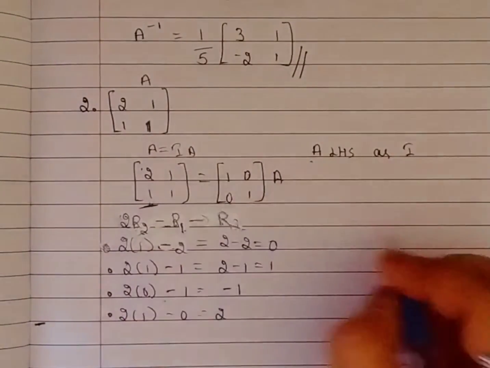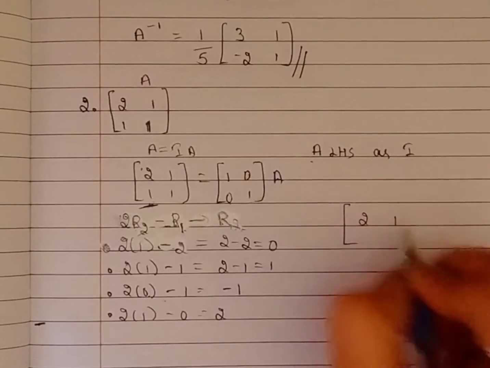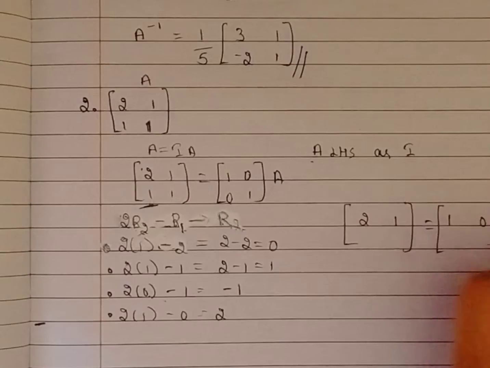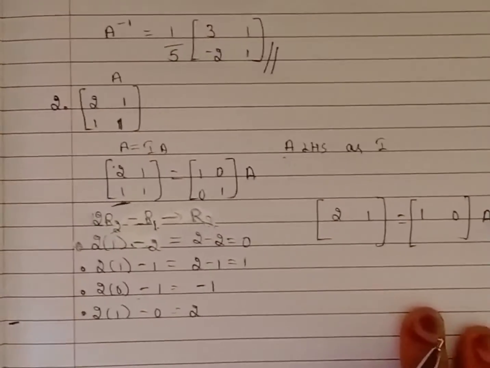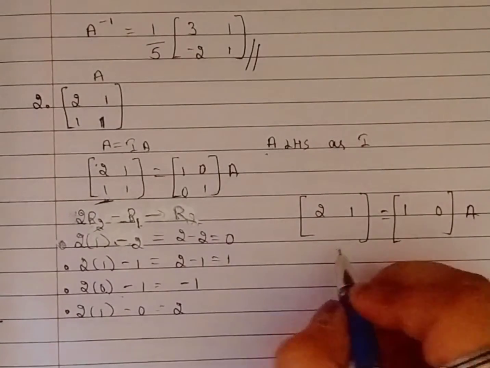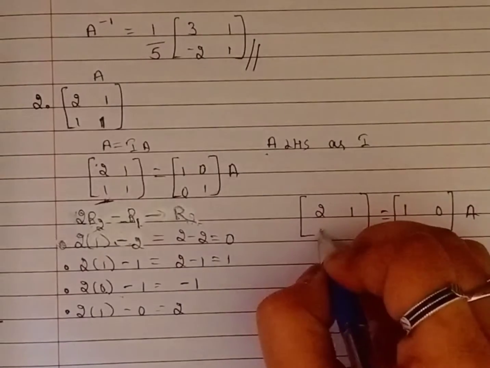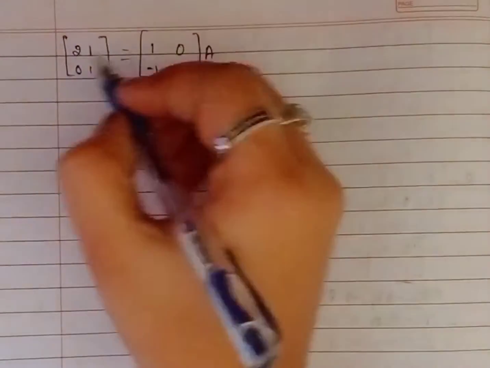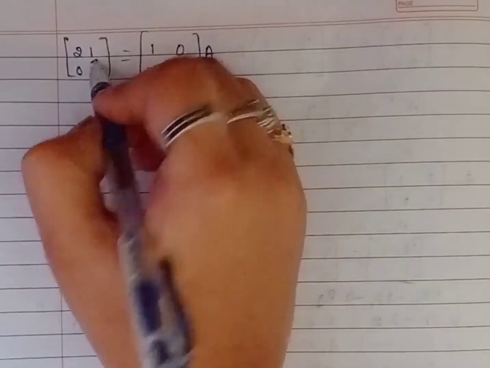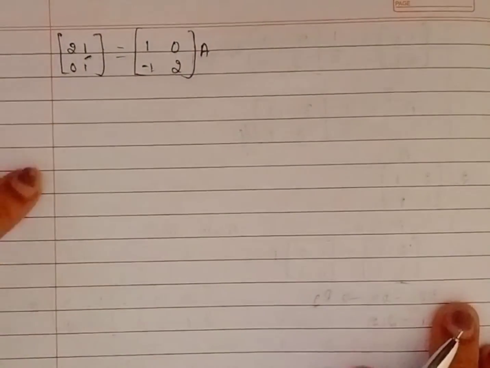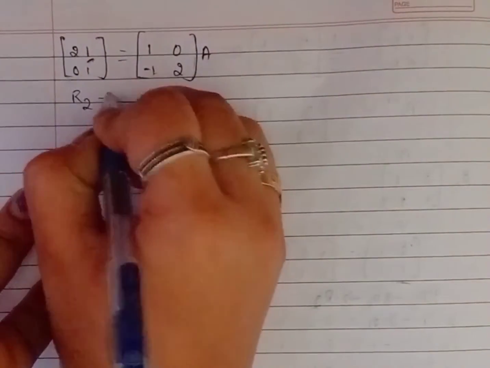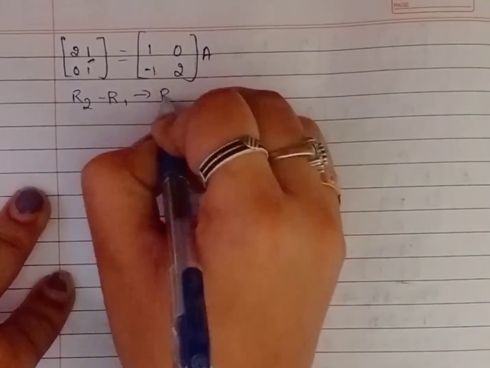So this whole matrix changes: the first row remains as it is, [2, 1], and only the second row changes. Here it is [0, 1] equals [1, 0; -1, 2] into A. Now our intention is to change this element as 0. Here we can observe R1 minus R2 only will give 0. We'll take it as R1 minus R2, which gives R1.